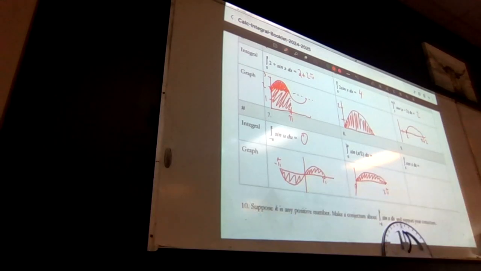I have some correct answers. 4. The answer is 4. The integral of sine of x over 2 dx is equal to 4.